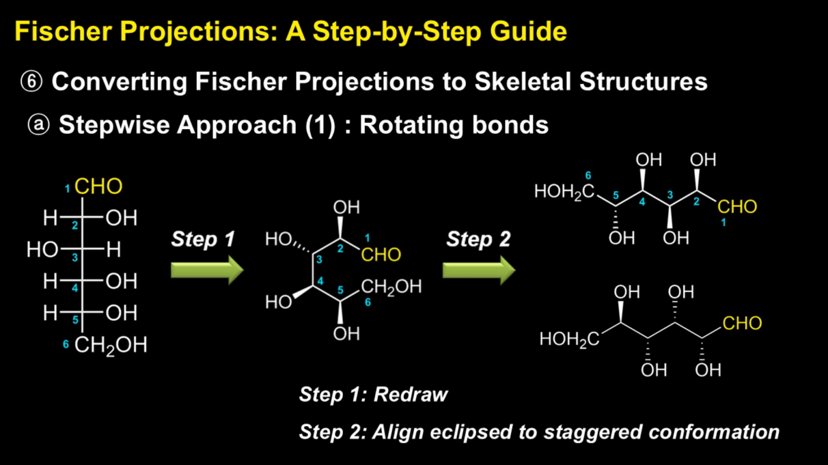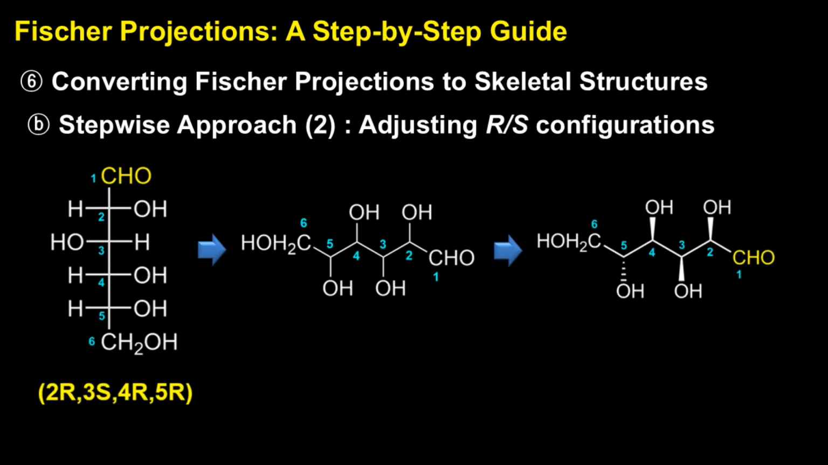Since this method involves a lot of bond rotations, you'll want to make careful adjustments to make sure everything lines up correctly. Here's another way to convert a Fischer projection into a skeletal structure, this time using RS configurations. Instead of worrying about rotating bonds, you just focus on directly assigning the stereochemical configurations. It's a more straightforward approach, especially when dealing with complex molecules where bond rotations can get messy.